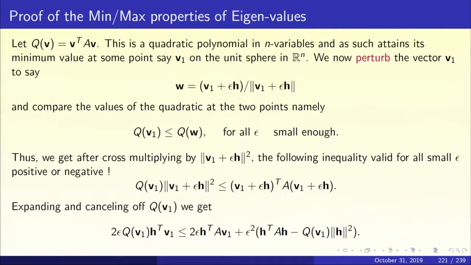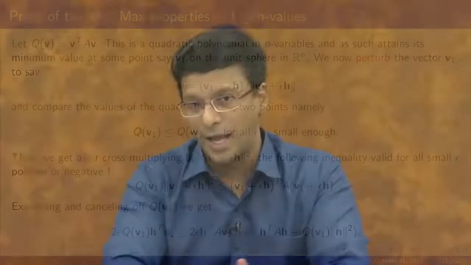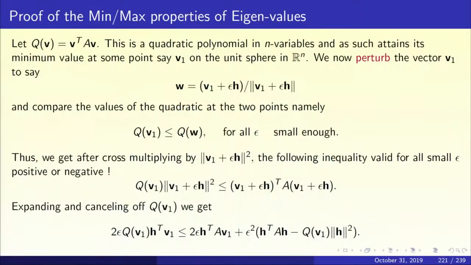So cancelling off Q of V1, what we get is the middle terms. Q of V1 into the norm of V1 plus epsilon h squared is going to contribute the middle term. What is the middle term? 2 epsilon V1 dot h. But what is V1 dot h? V1 dot h is h transpose V1. So the middle term has been written down. So what do you get in the last displayed equation on the slide? 2 epsilon Q of V1 h transpose V1. Of course, there's going to be an epsilon squared norm h squared term, and that term has been thrown to the right hand side, as you see in the last displayed equation in the slide.